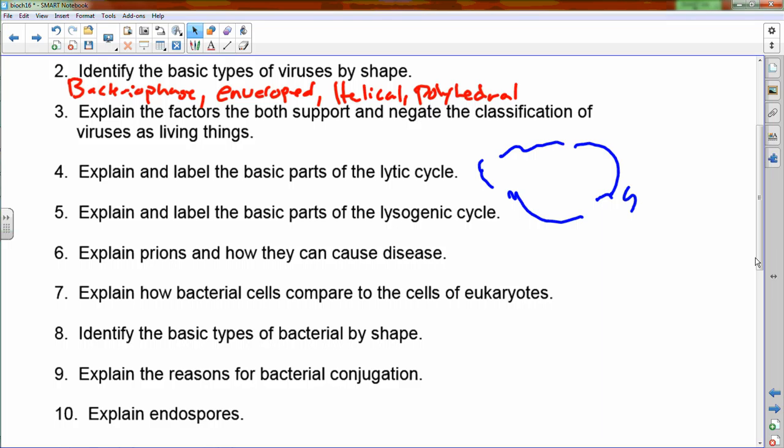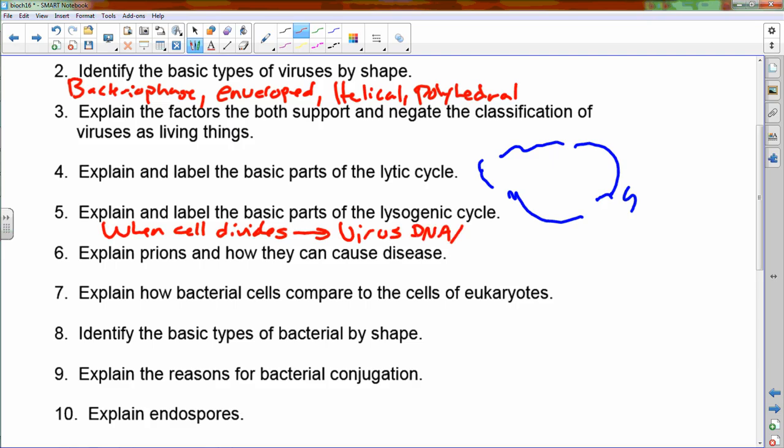Okay, number 5, the lysogenic cycle. Remember, that's the one where the virus, instead of making the cell make more of itself, just gets its DNA or its RNA in there and lets it hang out. And the whole point of the lysogenic cycle is that when the cell divides, the virus DNA or RNA gets copied.